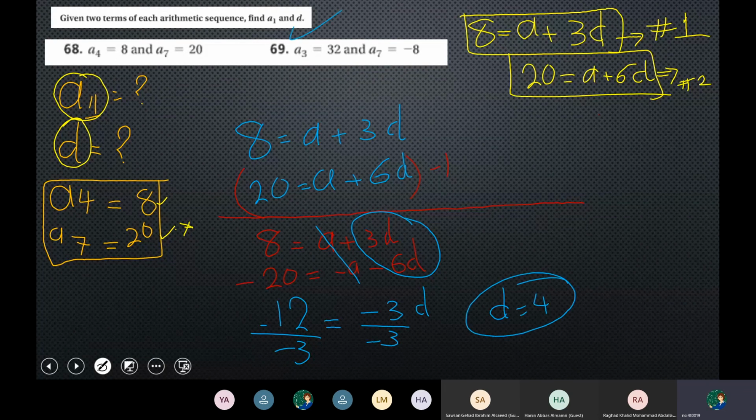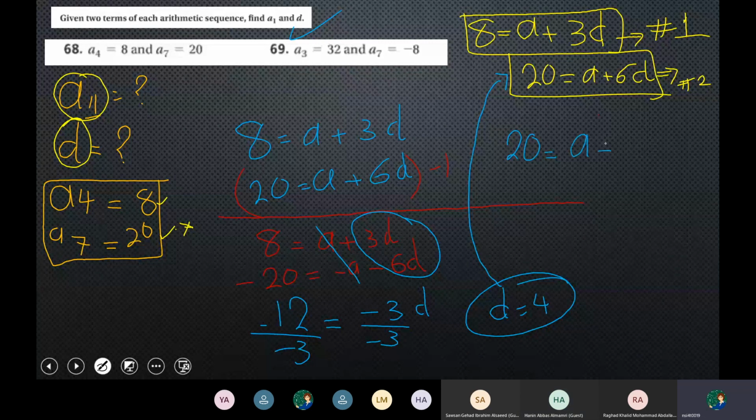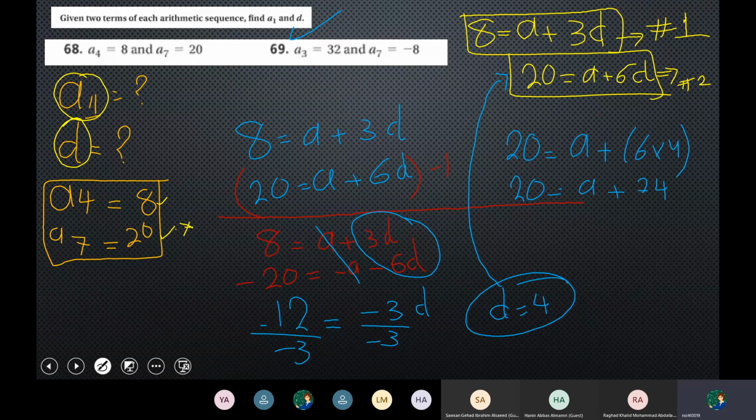So I have found D. Since I have D, can I find A now? Yes. Go back to any equation. Let's see, 20 is A plus 6 times 4. 20 is equal to A plus 24. So A now is -4. So I can find A and D. Is it clear now? Yes.